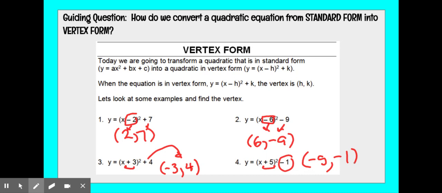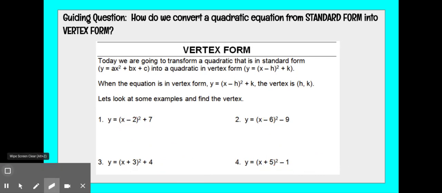Do I know what my roots are? No. Do I know what my standard form is? No. But I can tell you what my vertex is. And that's today's goal: to convert from standard form to vertex form. So we don't have to plug it into our formula. We can actually find the vertex this way. All right? So let's practice one together, and then you guys are going to do some on your own.